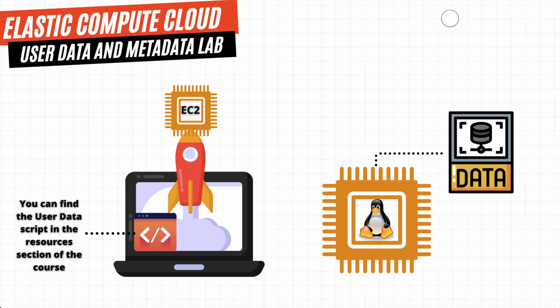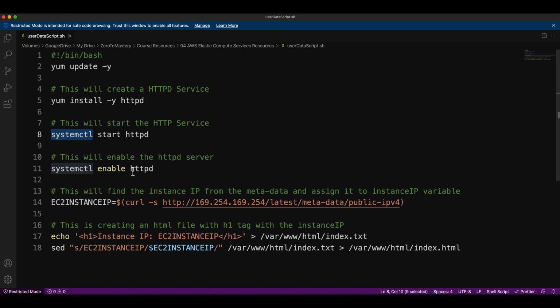Here, we are updating our packages and installing the HTTPD service. We will be starting the HTTPD service via the systemctl and enabling it here. We will be creating a variable called EC2 instance IP with this curl command that will retrieve the instance ID from the EC2 metadata. And then finally, we will use the echo command to create an HTML file with an h1 tag that references the EC2 instance IP variable we just created.